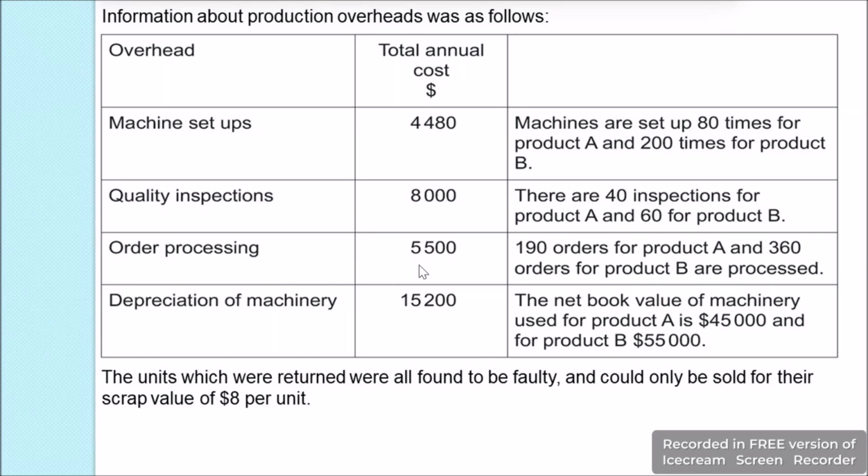Order processing, $5,500. 190 orders for product A and 360 orders for product B are processed. Depreciation of machinery, $15,200. The net book value of machinery used for product A is $45,000 and for product B is $55,000. The units which were returned were all found to be faulty and could only be sold for their scrap value of $8 per unit.